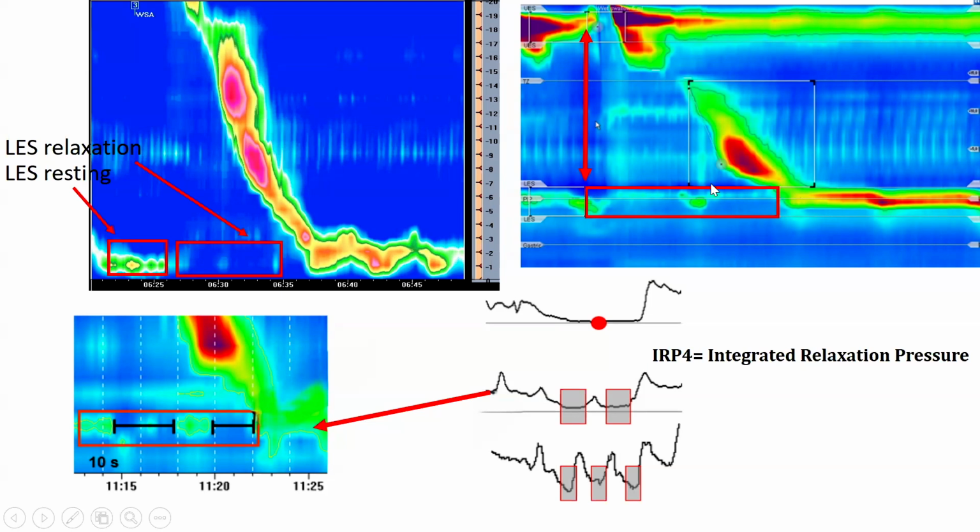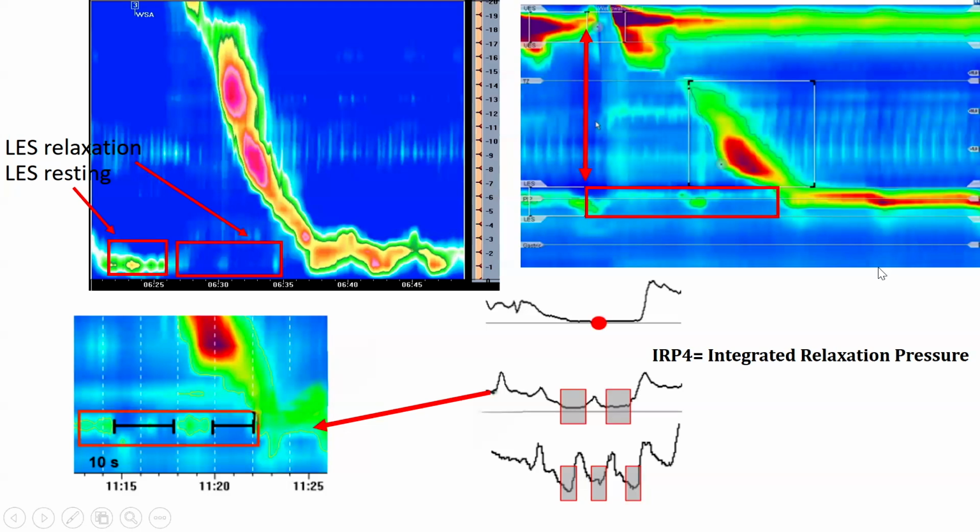I can move the window, but it should be at the point where the UES started relaxing, and its length is 10 seconds. So the software will make the calculation for the IRP within this window. Again, let's move to the left top. We have to differentiate between LES resting and LES relaxing. Okay, LES resting and relaxing.